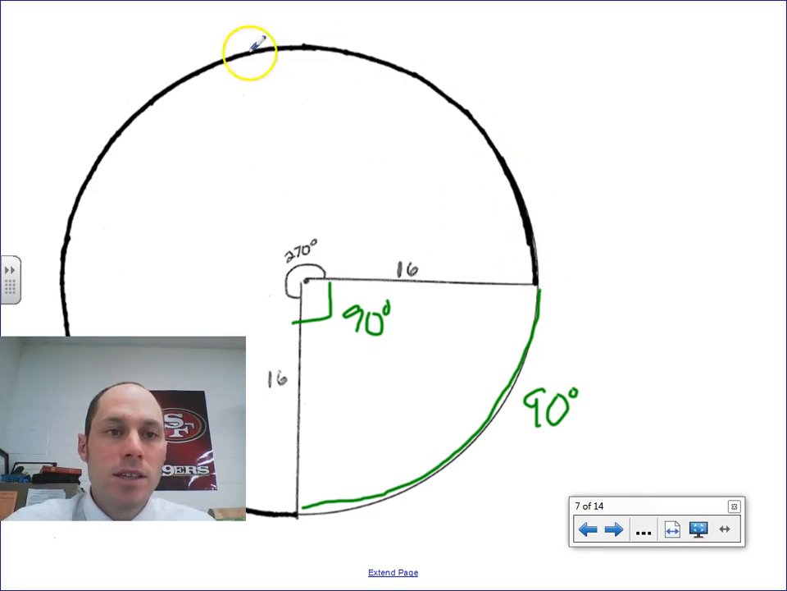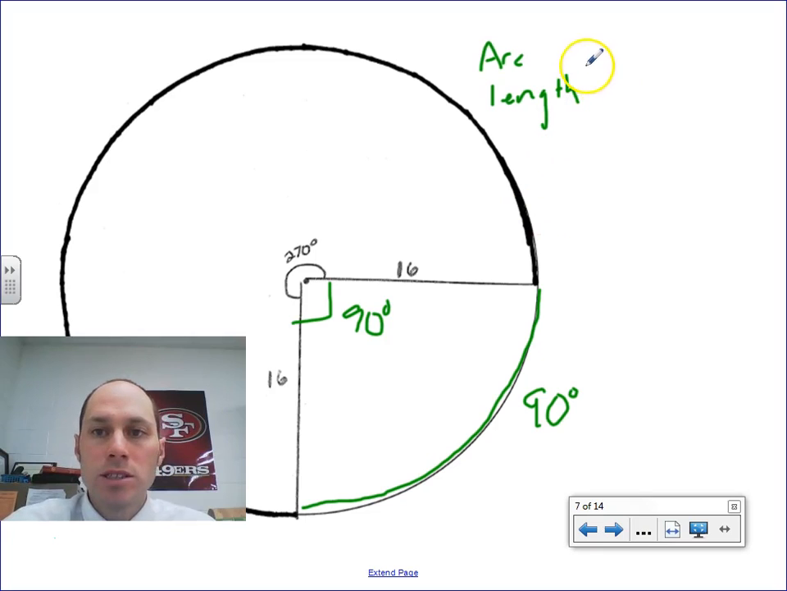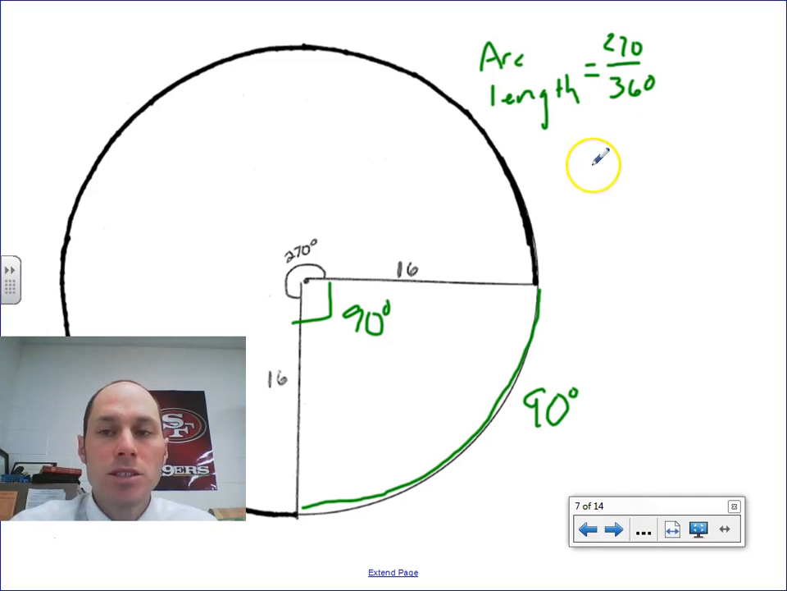But if I want to find this arc, I know that the arc length, as we calculate that, I'm going to figure out what ratio of the circle I need. Well, it's 270 out of 360, which I know is 3/4. But it's 270 out of 360 times my full circumference. I just want that portion of the circumference.